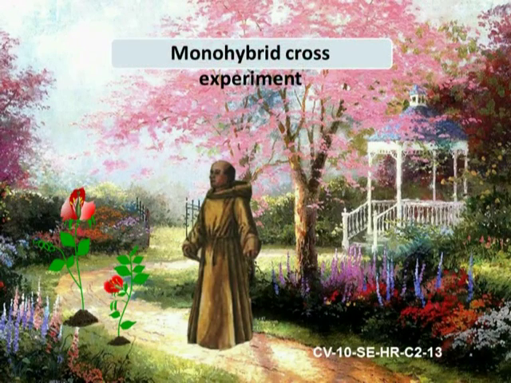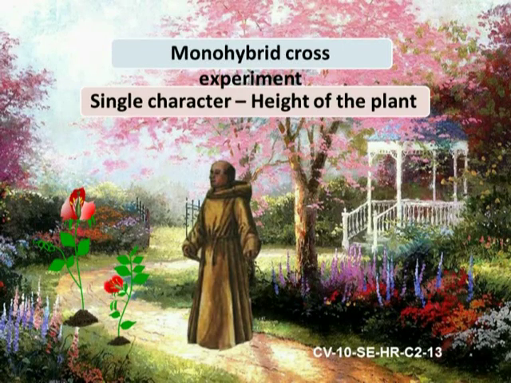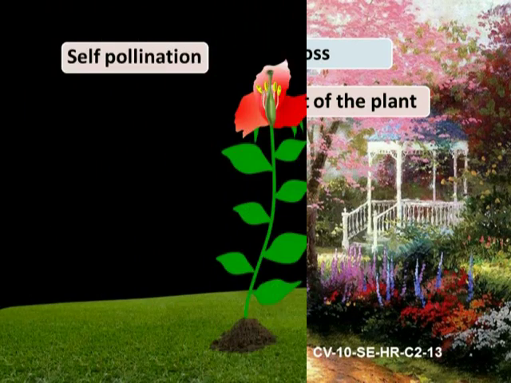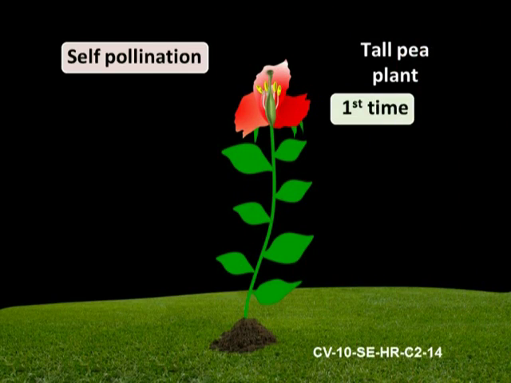But Mendel, for his experiment, took another contrasting character. That character is height of the plant, namely tall and dwarf plants. To obtain this single character in pea plants, he self-pollinated the pea plants for several generations to obtain pure tall plants.